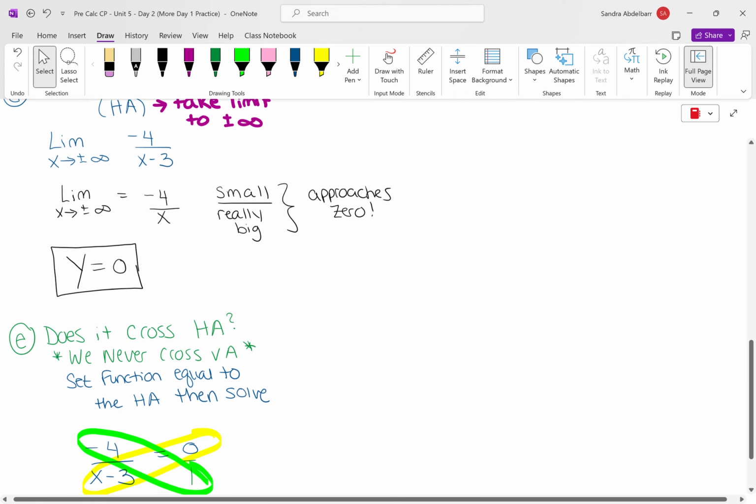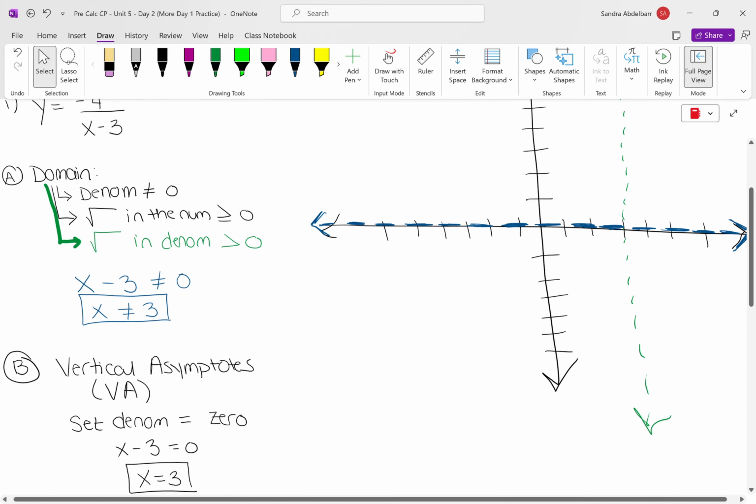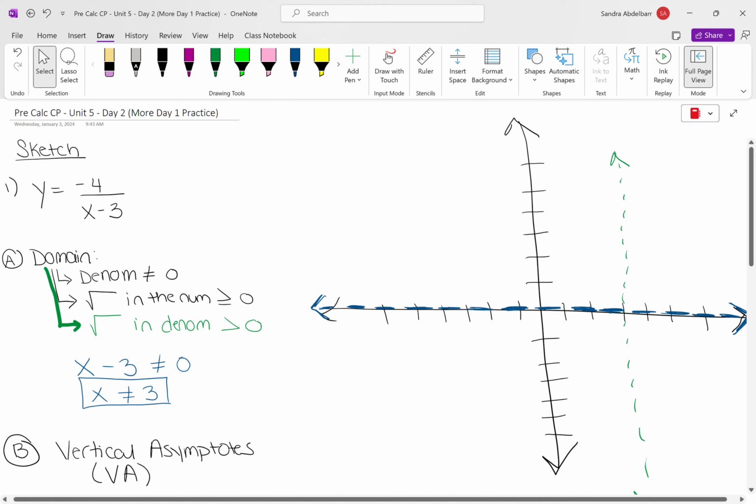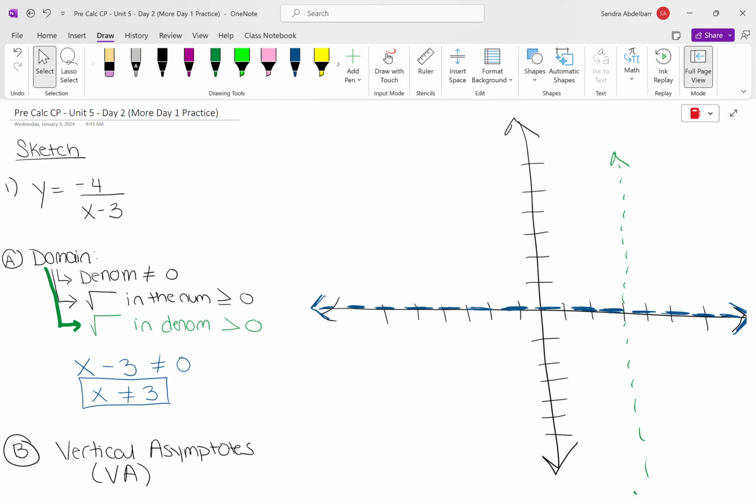There are no zeros. And we do not cross the horizontal asymptote. Okay. So now what we want to do is use our vertical asymptote as our guide. We need to figure out what's going on to the left of the vertical asymptote and to the right. So you only need to test 2 points here since there's only one vertical asymptote.